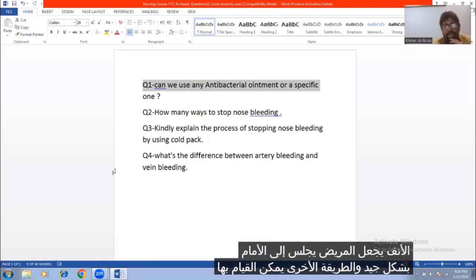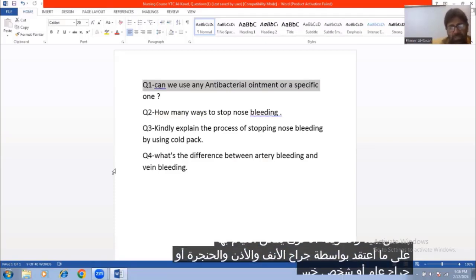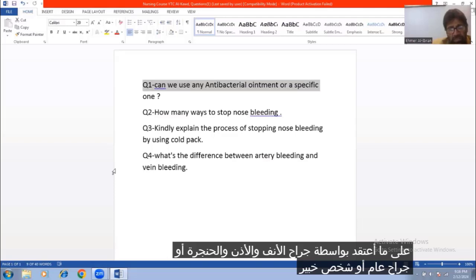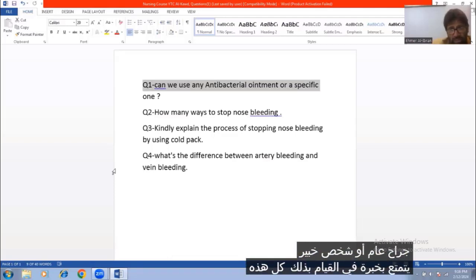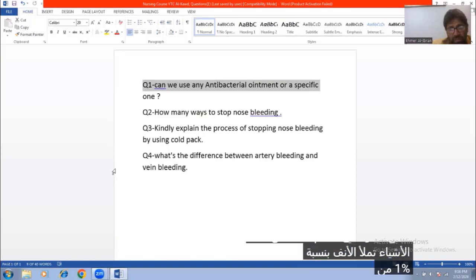Okay. And the other method can be done by an ENT surgeon or a general surgeon or an expert person who has experience of doing all these things. Pack the nose with 1% adrenaline.